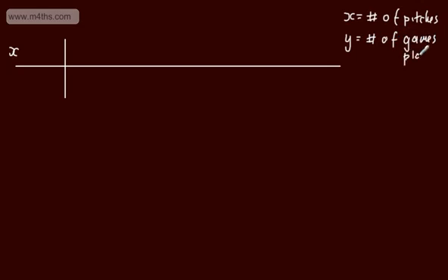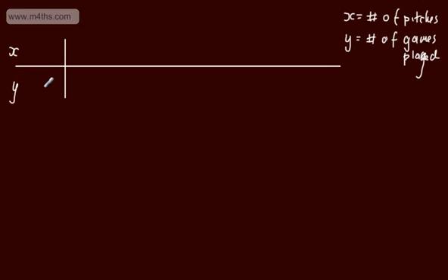So if we look at this now, we can see that the explanatory variable is going to be x and the response variable is going to be y. So if we plotted this, x along the bottom is the number of pitches, and the response is the number of games. Does that say placed? It should be played. Okay, so let's plug in some values.